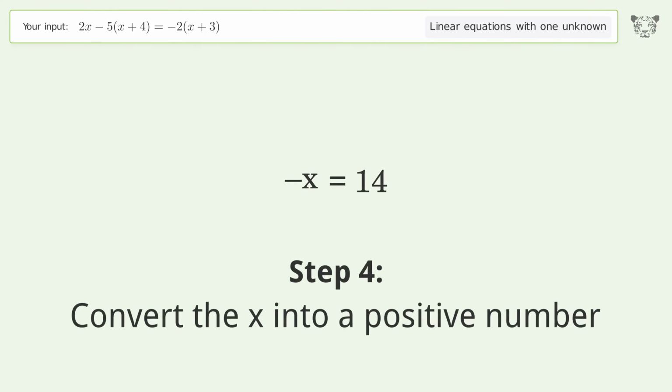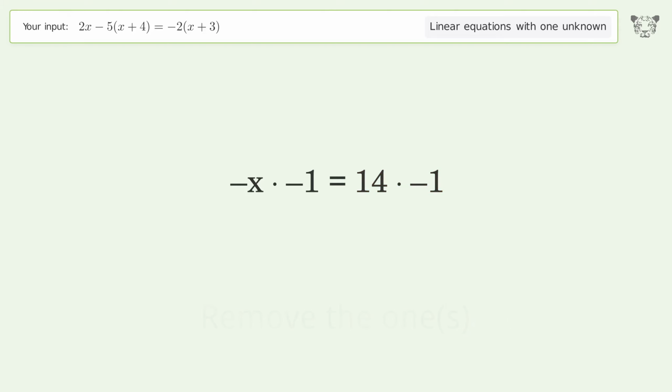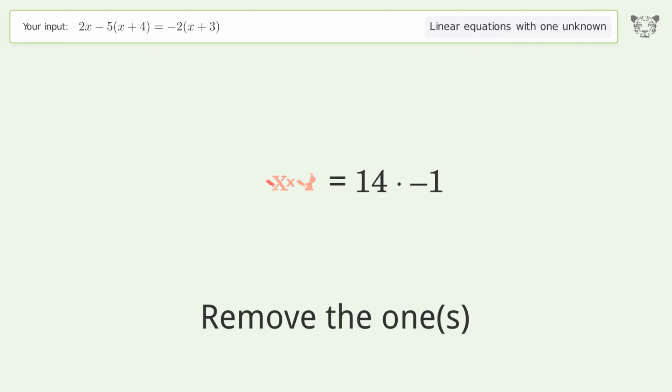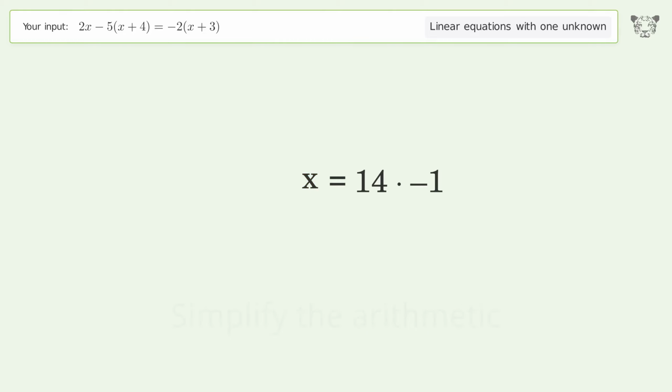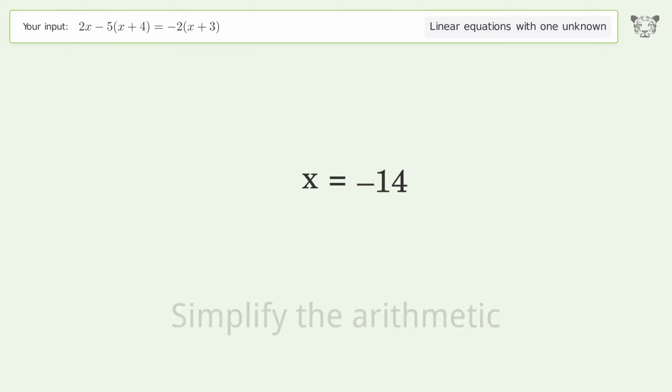Convert the x into a positive number. Multiply both sides by -1. Remove the ones. Simplify the arithmetic. And so the final result is x equals -14.